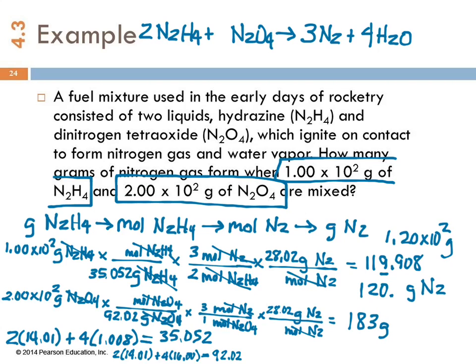Now we come to the super, super challenging part. Which number is smaller, 183 or 120? 120. So this is the answer. That is the theoretical yield. Which of those reactants is the limiting reactant? It's the N2H4. So you do these two calculations, you find the one that gives the smaller number, you go back to the beginning, and that's your limiting reactant. So that's our limiting reactant.